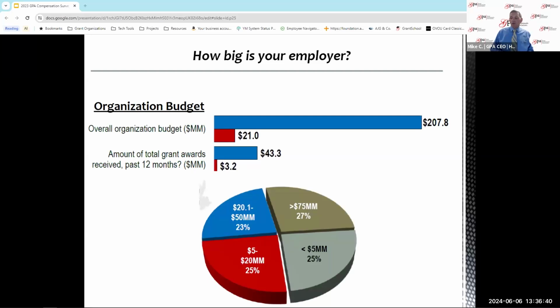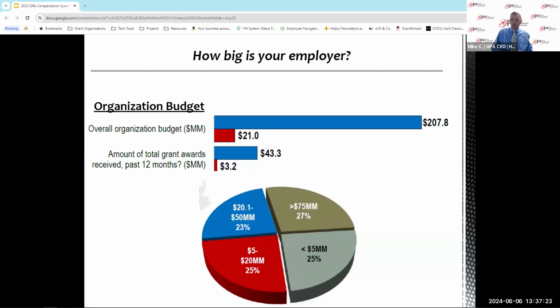In terms of the size of the organization, this is clearly one of those cases where the average and the median show a stark difference. So the overall organizational budget had a mean overall budget of 208 million and a median of 21 million. So you can see the range of size of organizations that participated in the survey. They reported a mean of 43 million and a median of 3.2 million in total grant awards. The huge variances between mean and median occur each year, again, somewhat accentuated by the larger organizations also having multiple survey participants.